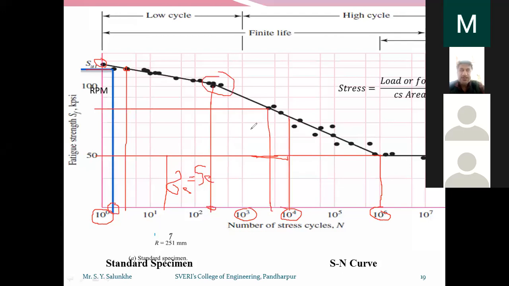One question is whether this SN curve is used only for the completely reversed cycle or completely reversed stresses. Yes, this SN curve is found from the completely reversed stress only. Later on, it will be modified as per the requirement. If the loading is not completely reversed, if it is of fluctuating type, then we can modify this particular SN curve. But the SN curve is drawn for the completely reversed cycle only. You got it?